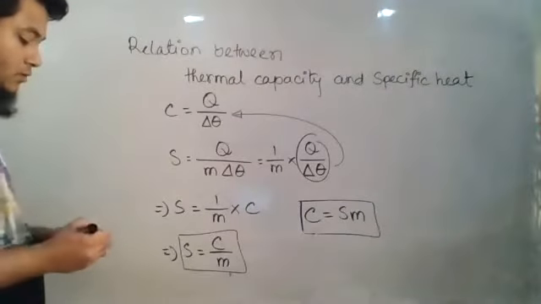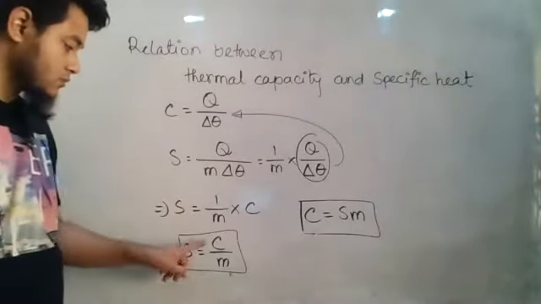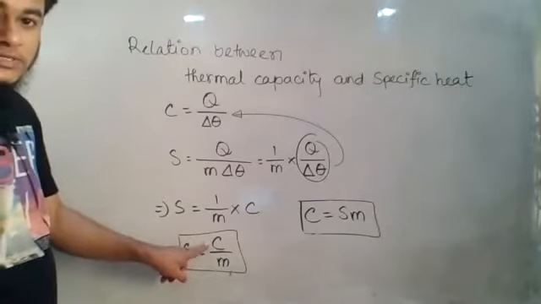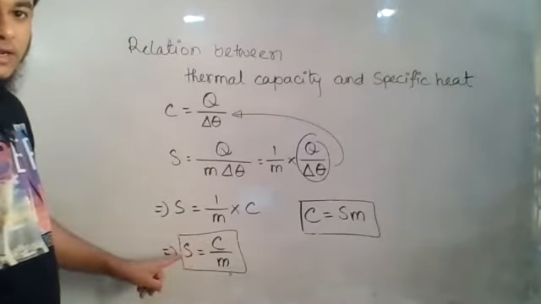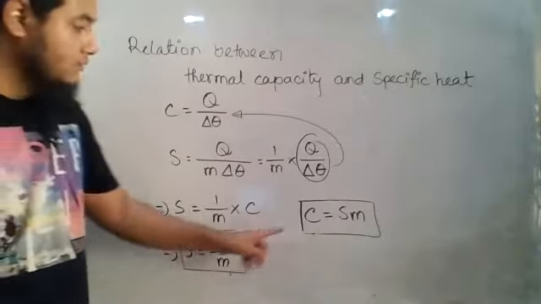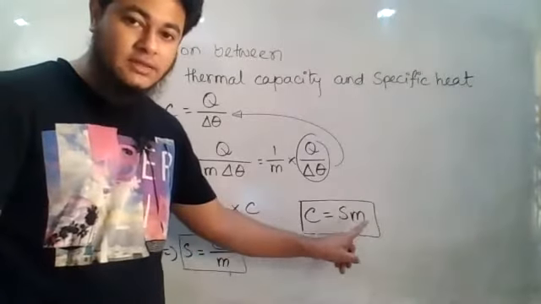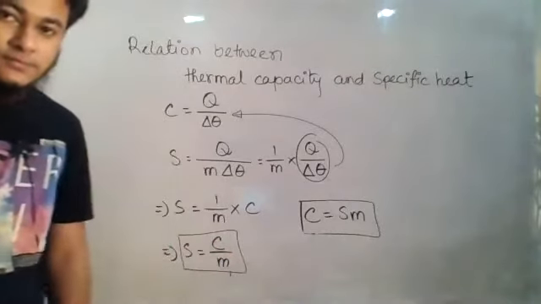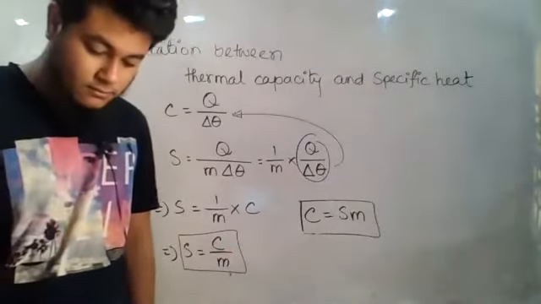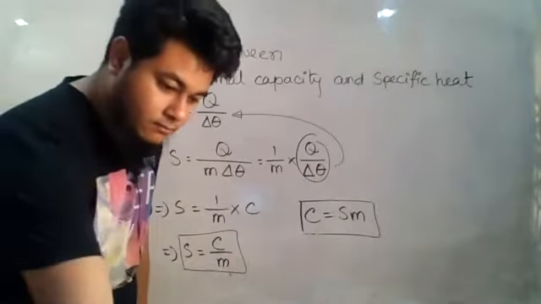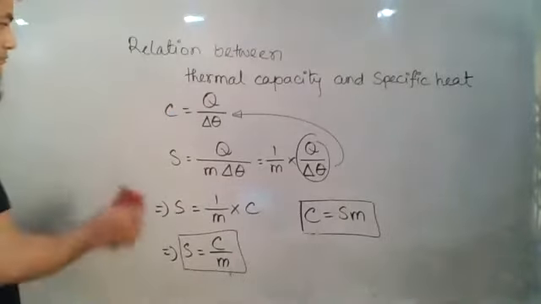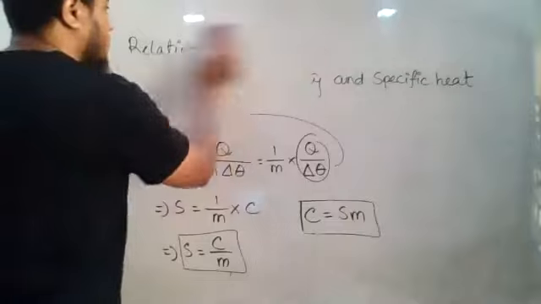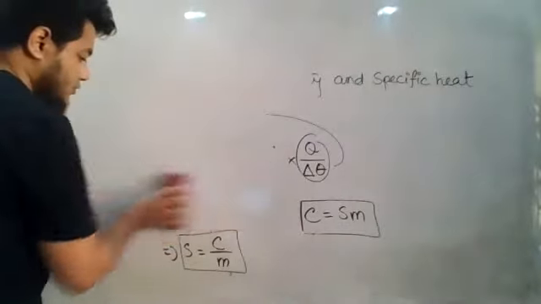Okay, so now we know if you have the value of thermal capacity and the mass, then you can calculate the specific heat. And if you have the value of specific heat and the mass, then you can calculate the thermal capacity of the body. Is it clear? Yes. Okay.